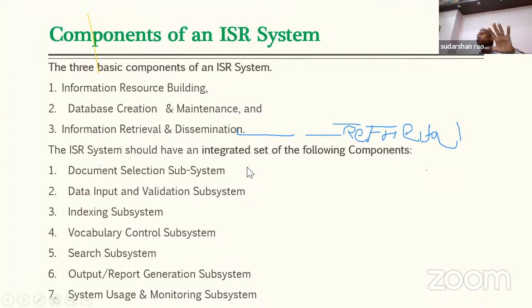So a subsystem is an element only. A system may have subsystems, isn't it? System, subsystem, a smaller one. All these smaller ones put together make the entire system. The sum of the subsystems is equal to the whole system. Correct? Now here, the first component, or first element, or first subsystem, the naming is different; you can say the first component also, or the first subsystem. That is document selection. Before you build the collection, you need to make a selection of the documents.